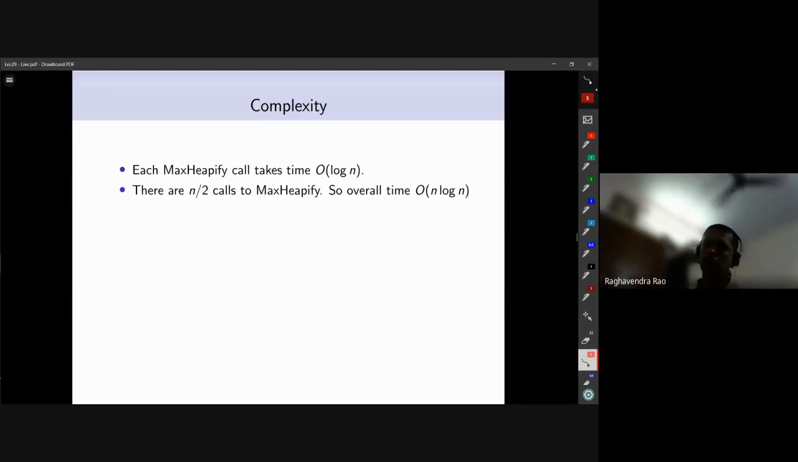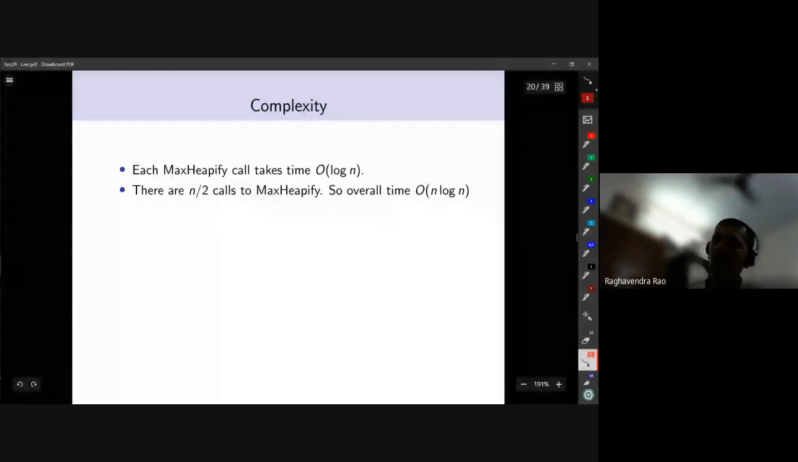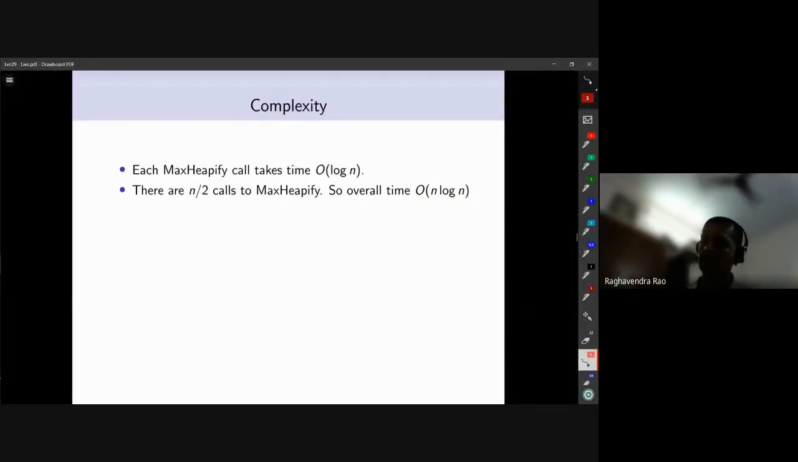Okay, if there is no question, just to summarize, each max heapify call takes order log n time. So the complexity of the algorithm, since we are making n by 2 iterations there, overall time will be order of n log n. So building the heap, given an array of n elements, can potentially take n log n time.